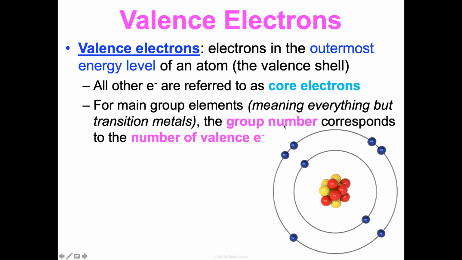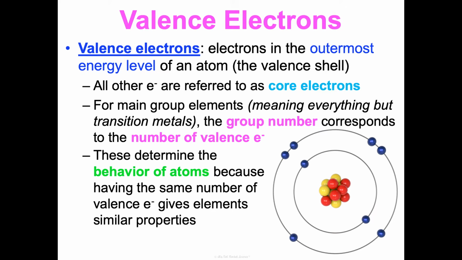Now, for main group elements, remember, when you're looking at your periodic table, we're talking about everything but the transition metals, because they do some funky things, which we'll talk more about later in this unit. But for main group elements, the group number represents the number of valence electrons for all the elements in that group. So for example, all of those elements in group 1, hydrogen, lithium, sodium, potassium, etc., all of them have one valence electron in their outer energy level. All of the elements in group 2 have 2. The elements in group 13 have 3, 14 have 4, 15 have 5, 16 have 6, 17 have 7, okay?